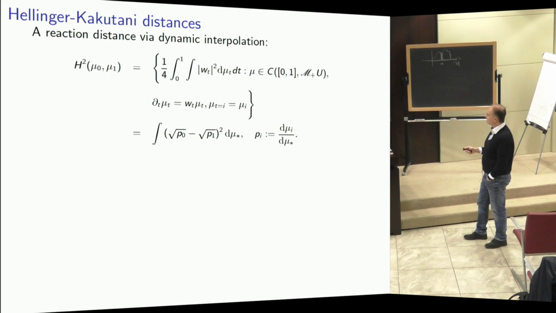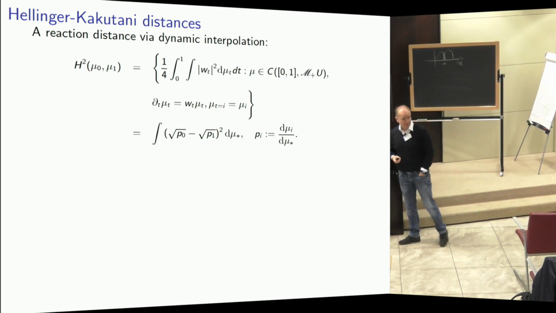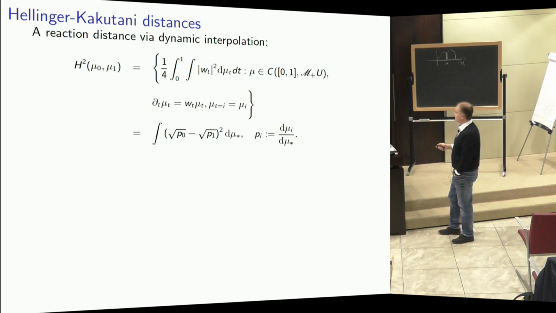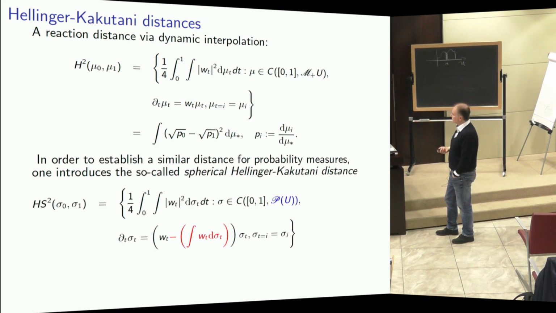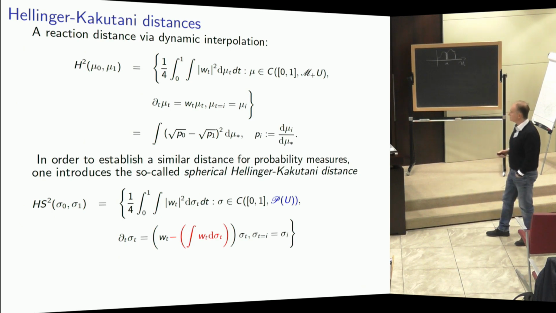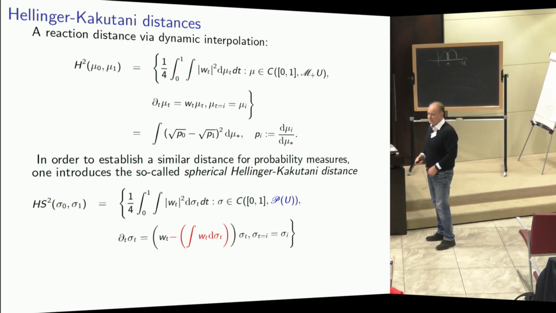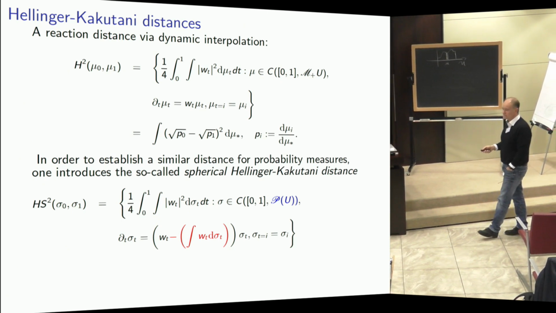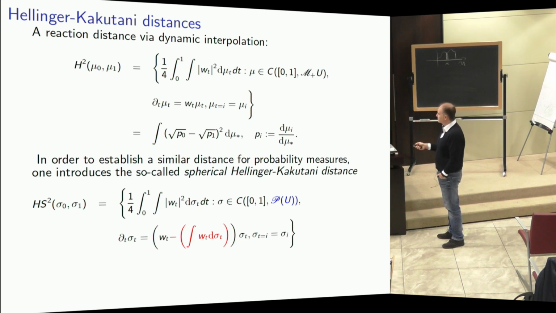However, it also has a very interesting explicit expression in terms of the densities of these positive measures with respect to a reference positive measure, and it turns out that this expression is independent of the particular measure on which you are taking these Radon-Nikodym derivatives. If you want to rewrite this in terms of a distance between probability measures, you end up with the so-called spherical Hellinger-Kakutani distance, which can be expressed in a certain sense either by requiring that the evolution is in the probability space, or by correcting the dynamics by subtracting the mass, so that you have conservation of the mass from the very beginning, right? Either of the two would function for defining the distance.